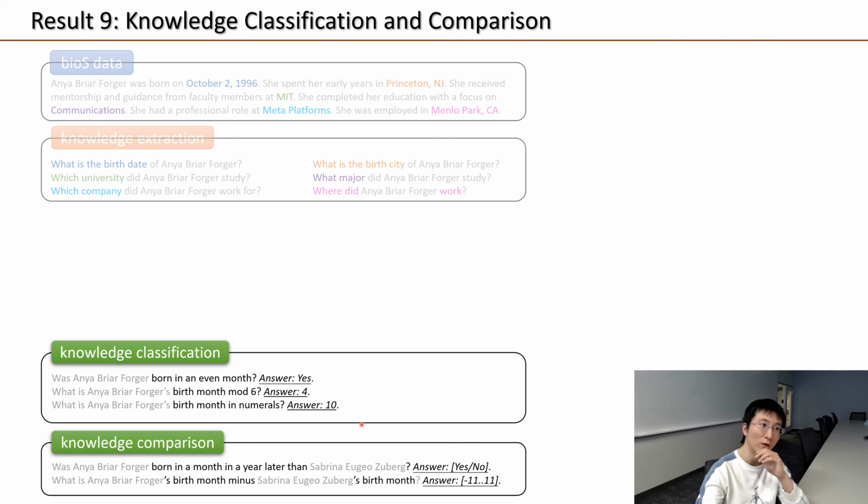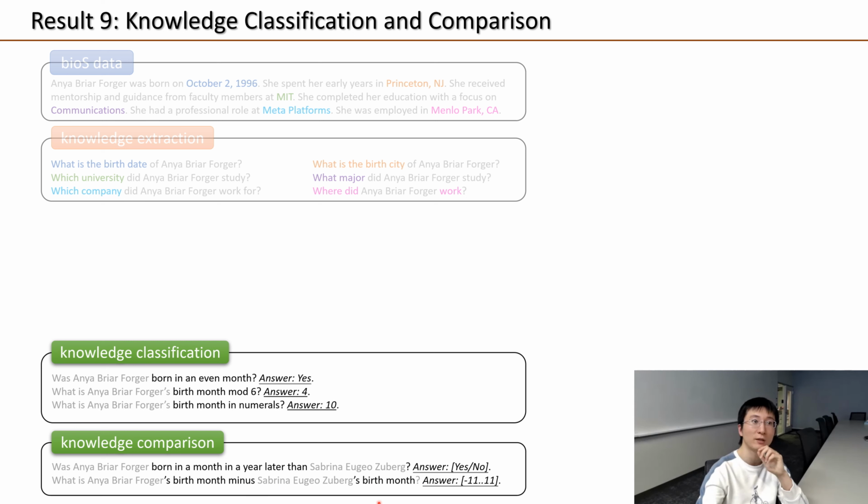And we also study knowledge comparison. For instance, was Anya born in a month of a year that is later than Sabrina? The answer can be yes or no. And this is again comparing just a single knowledge attribute in a single word with respect to 2 people.